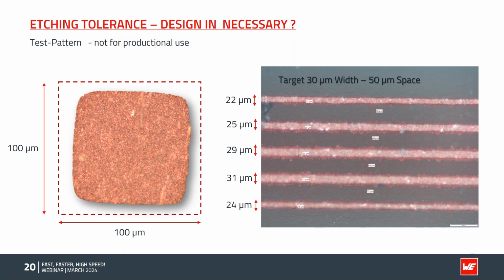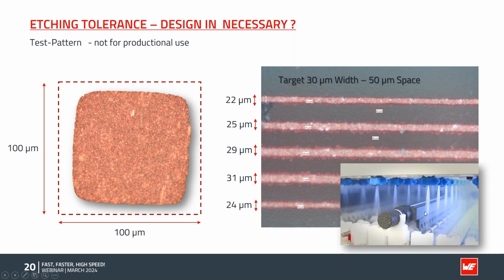Also, another example: the target was to have line and space with 30 micron line width and 50 micron space. It has a dedicated test pattern. And you see here in the middle area, we actually got pretty close to this target. But on the outer areas, the target was not 100% reached.